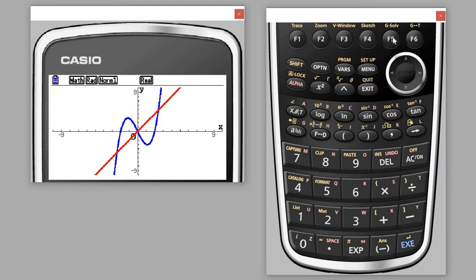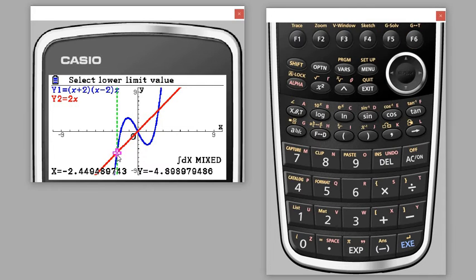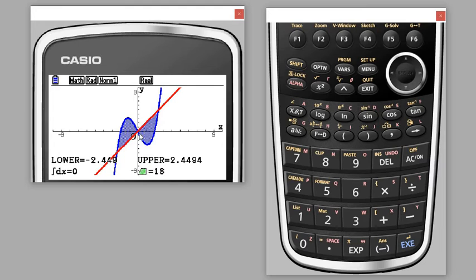So I can use that same mixed function. So G-solve, go across into my integral, use mixed. I pick my endpoint. So there's my first intersect, press enter. I move across until I get to the other intersect, press enter, and then it will find that combined area between there and there. As you can see, the definite integral is 0 because obviously they're the same size, but the area under the curve is 18. So that mixed function just allows us to find the total area under the curve when some area is positive and some area is negative.